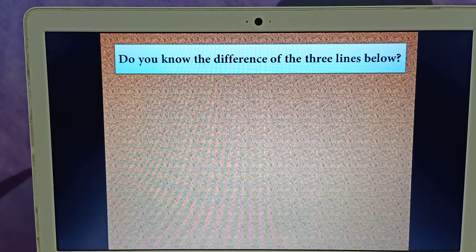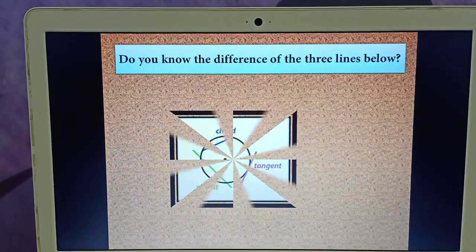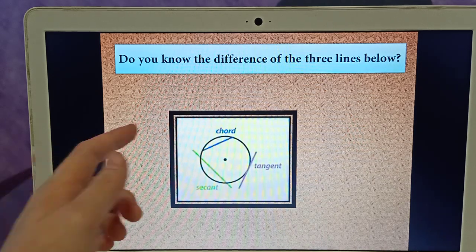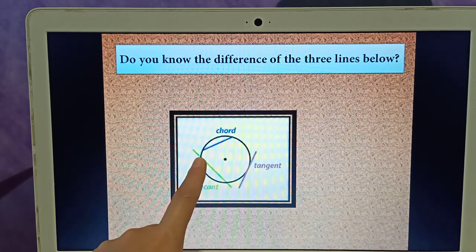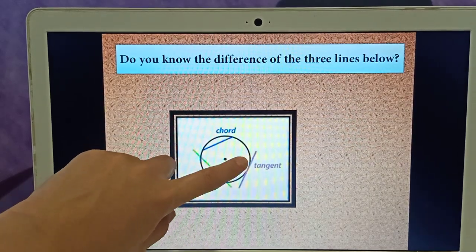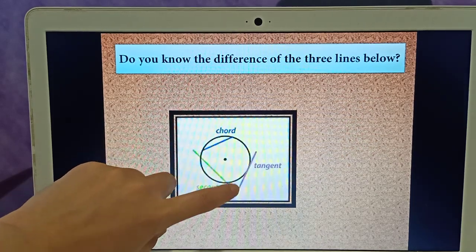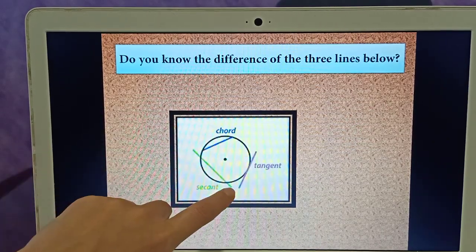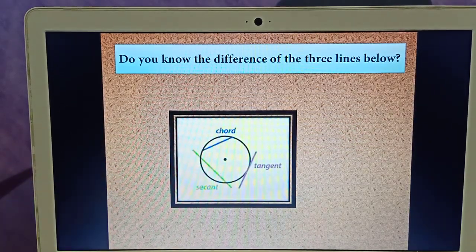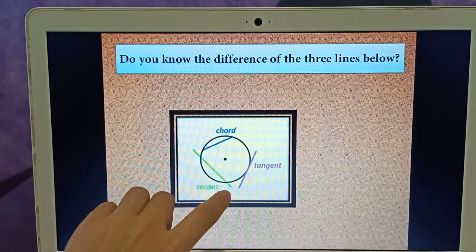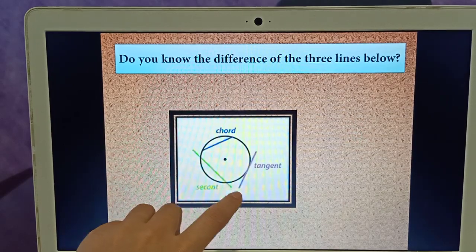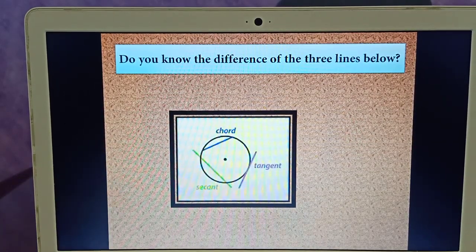Do you know the difference of the three lines below? So, this one you learned at the very beginning, which is chord, and this one you just learned a minute before, tangent. And another line, we call it secant. This is not in your syllabus, but I put it as extra note for your extra knowledge. So secant is actually a straight line that touches the circle at 2 points, or passing through the circle at 2 points.